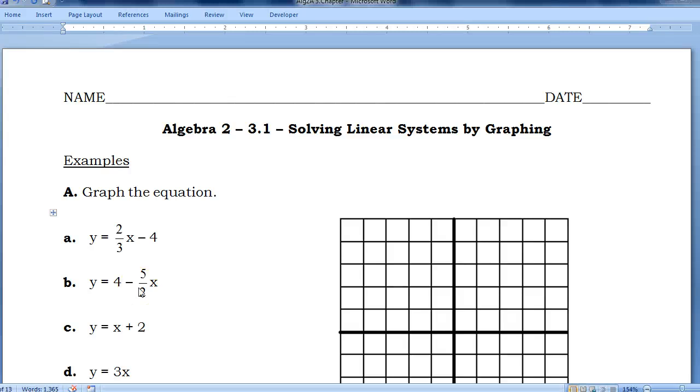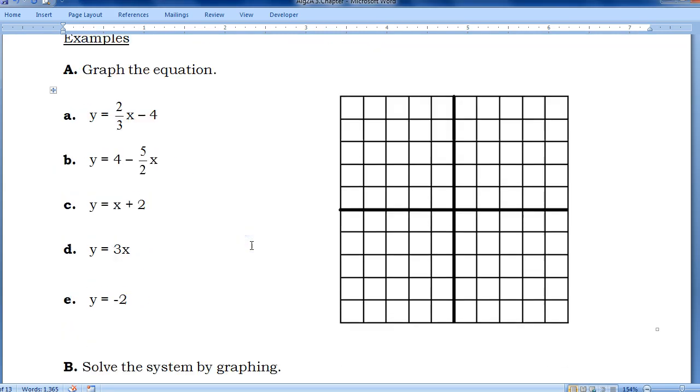This is Algebra 2, Section 3.1, Solving Linear Systems by Graphing and by Using Tables. So this first example here is actually a review exercise. You should already know how to graph linear equations.